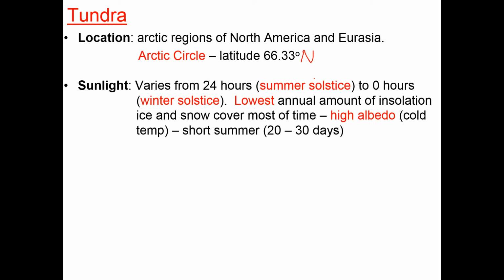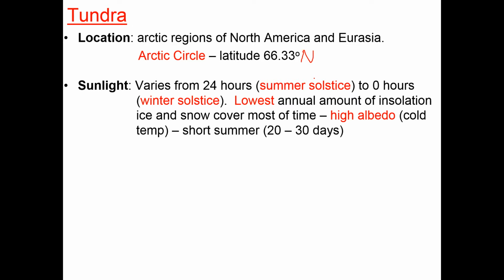Sunlight, depending on where you are, of course. If it's during a summer solstice, you can have 24 hours with no sundown. If you remember the Earth's tilt, that is why. Or the sun never shows up during winter solstice, same reason, you're tilting away. So not all of the tundra area will have that, but some of it will.